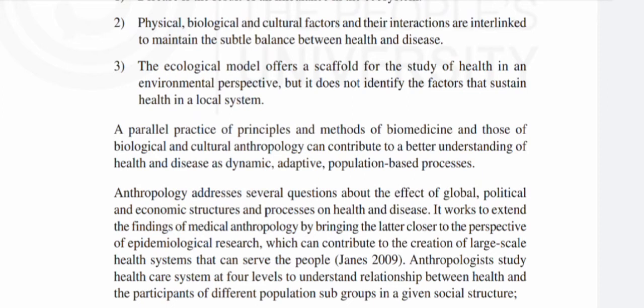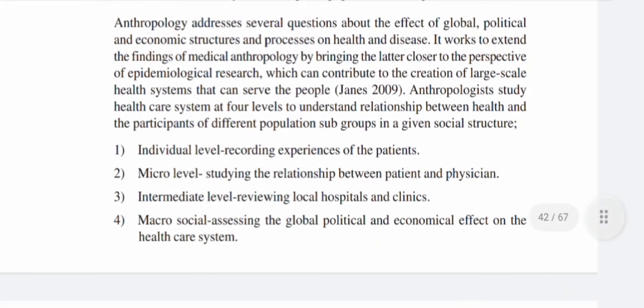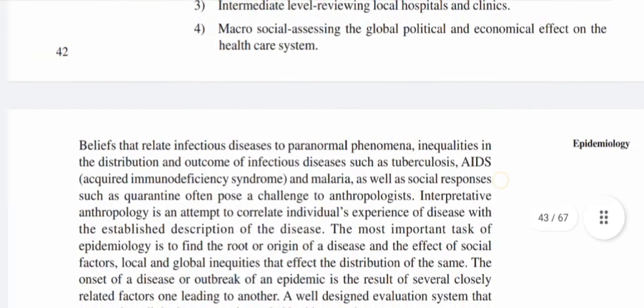James 2009. Anthropologists study healthcare system at four levels to understand relationship between health and the participants of different population subgroups in a given social structure. First, individual level, recording experience of the patients. Micro level, studying the relationship between patients and physician. Intermediate level, reviewing local hospitals and clinics. Macro social, assessing the global political and economical effects on the healthcare system.